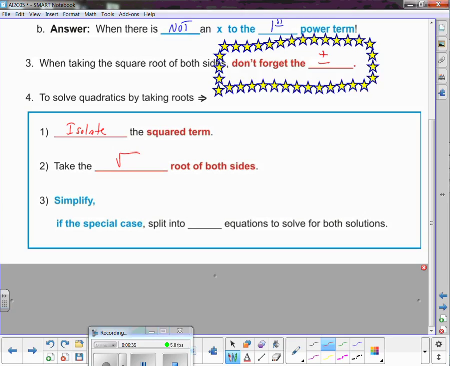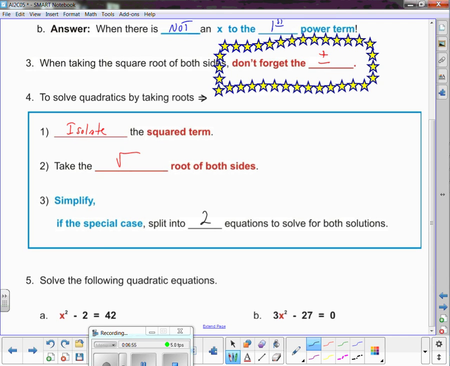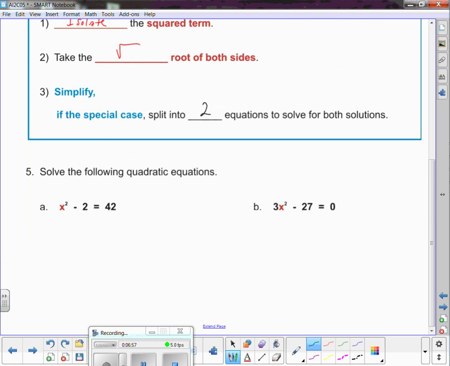In the case of the special case, you'll see this later at the end. You've got to split it into 2 equations to solve. But that's only with the special case. Okay, so basically what are we doing? We're going to isolate the square term. We're going to take the square root of both sides and finish it off. Right? Isolate the square term, take the square root of both sides, and finish it off.